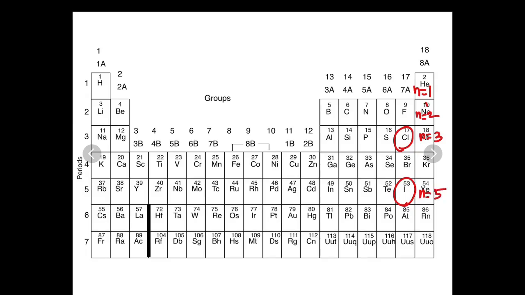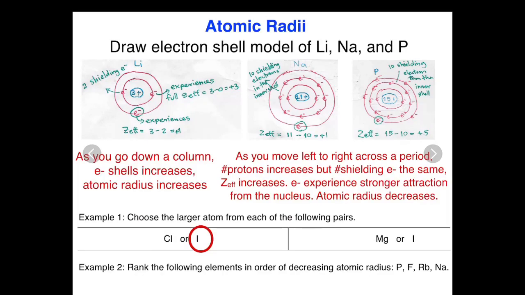Which one is bigger? Clearly it's going to be iodine, right? So in this case, iodine would have a larger atomic size than chlorine. The reason for that is because iodine has more electron shells than chlorine.